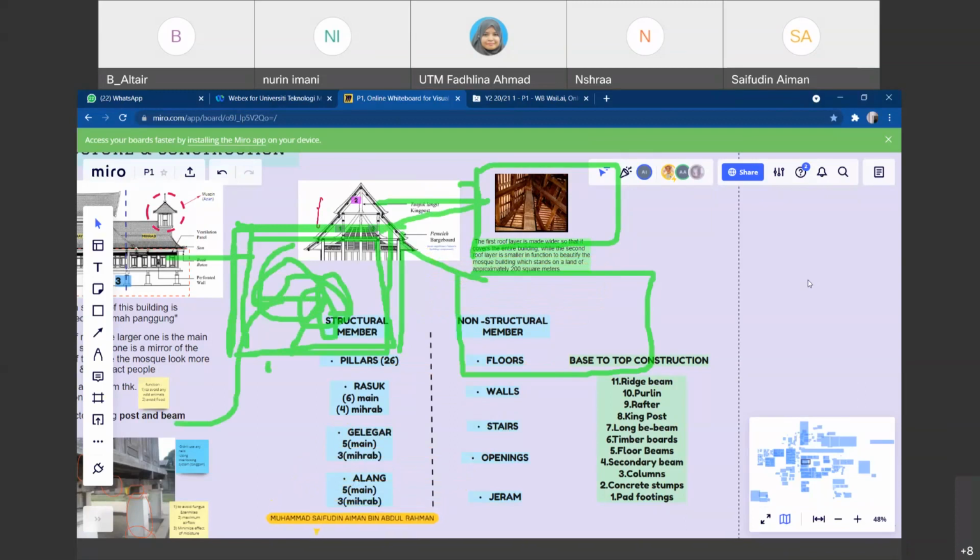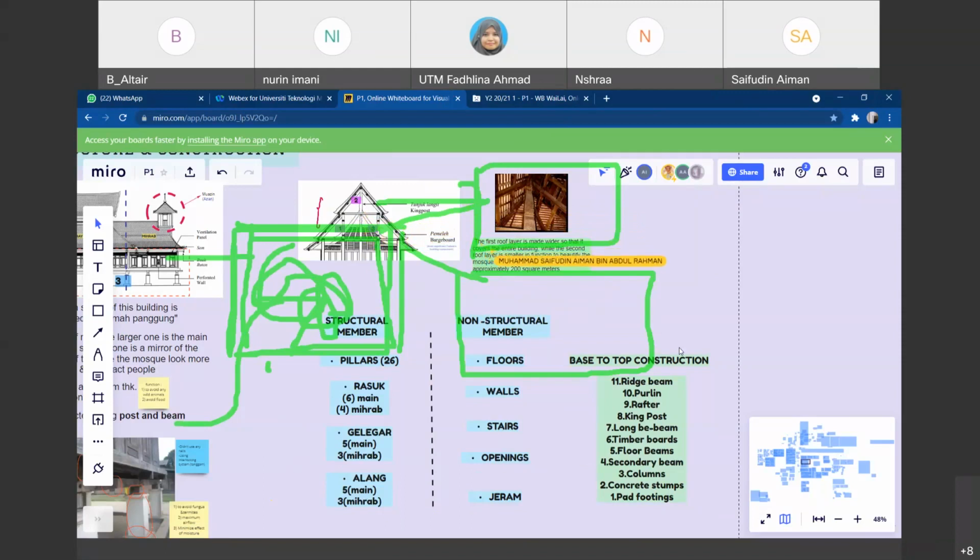Right? Doctor, you mean this one? Oh, you mean this one? I think after this, you just rearrange your board. Okay. So I will continue.